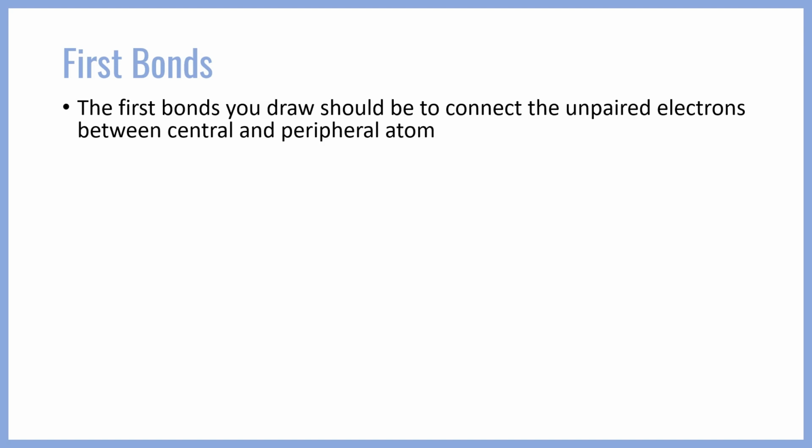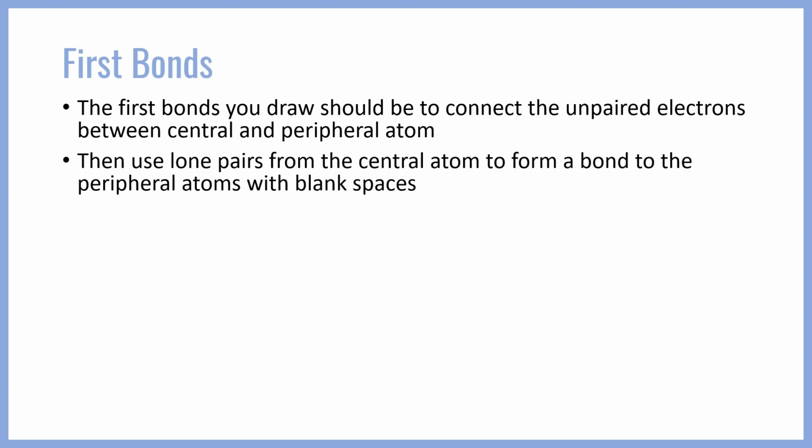So when we go ahead and draw our Lewis structure after having ordered all our atoms into the correct positions, the first bonds we're going to want to draw are going to be to connect the unpaired electrons between the center and the peripheral atoms. Then we're going to want to connect the lone pairs from the central atoms to form the bonds to the peripheral atoms that have those blank spaces. So first we want to connect unpaired electrons and then fill in the quote-unquote blank spaces.